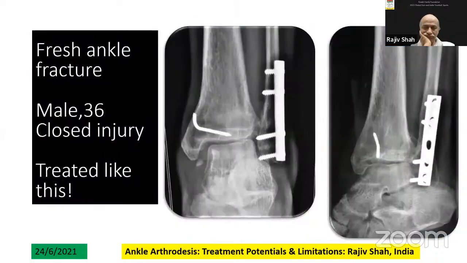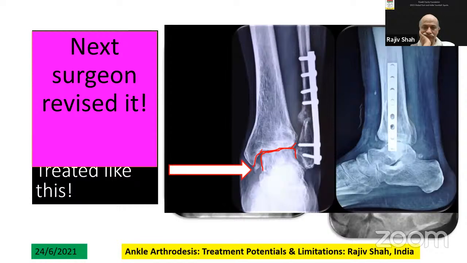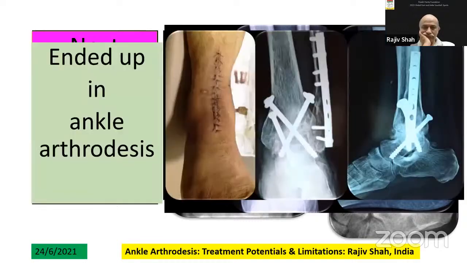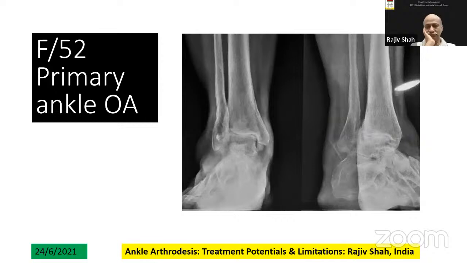arthrodesis. Another fresh ankle fracture in a male of 36 years was treated like this. At the end of 6 months, another surgeon revised it and did not address the deltoid issues, and this ended up in ankle arthritis, and at the end of 2 years had to be treated with ankle arthrodesis.